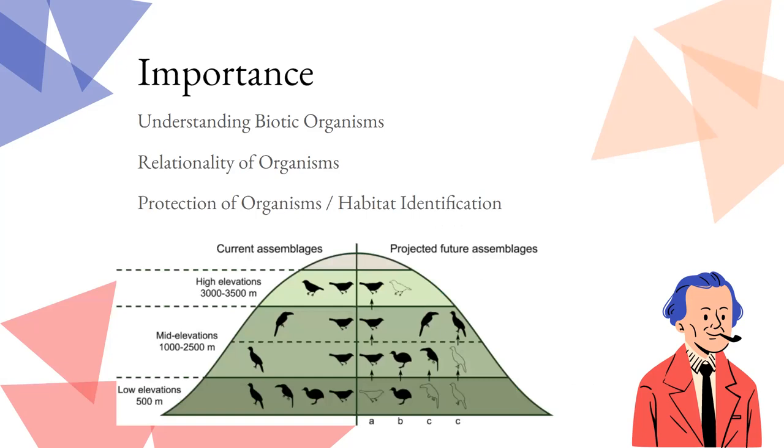And that's what I really want to highlight is the importance of biogeography. People might be like, okay, why is this important, right? It's a larger field. We can understand a lot about biotic organisms. We have the relationality of organisms between each other, right? Of what species are in certain areas at a given time. And we also can use that knowledge and understanding of relationality to protect the plants. And that's what I really want to highlight is conservation of organisms that are facing extinction in our current age of modernization, urbanization, and now climate change.